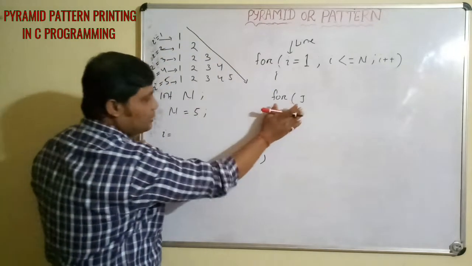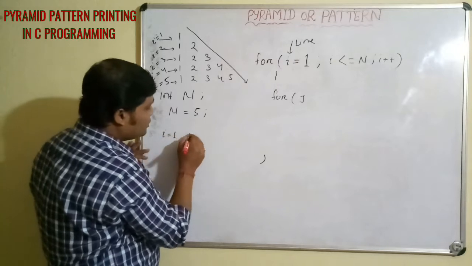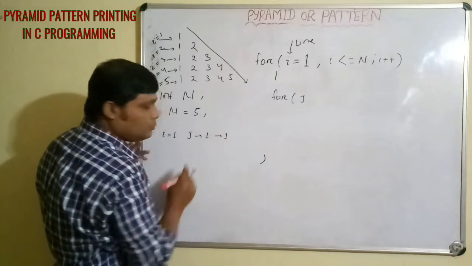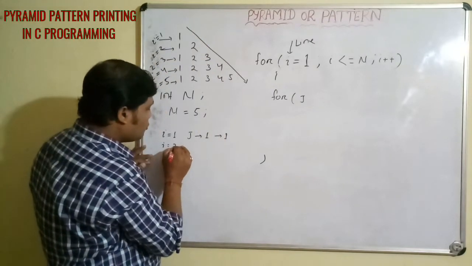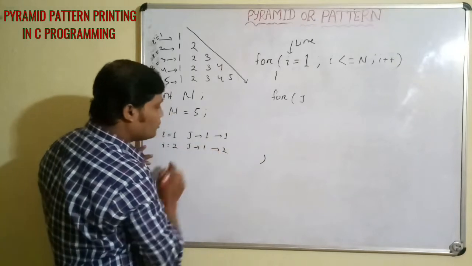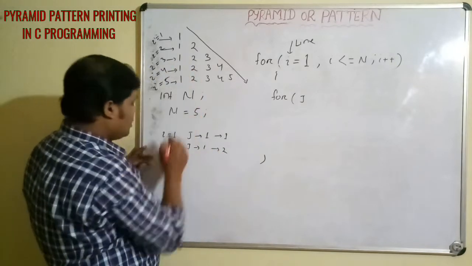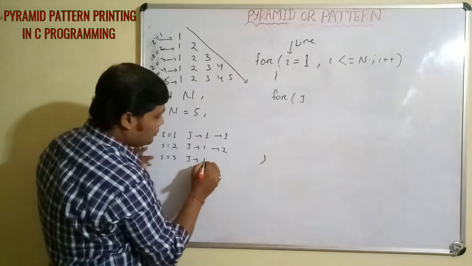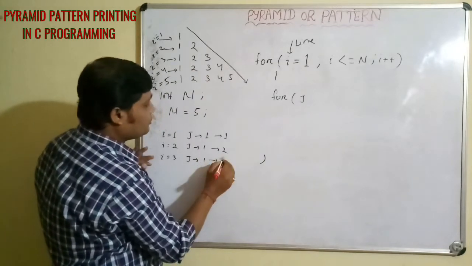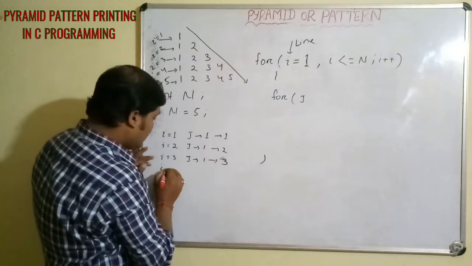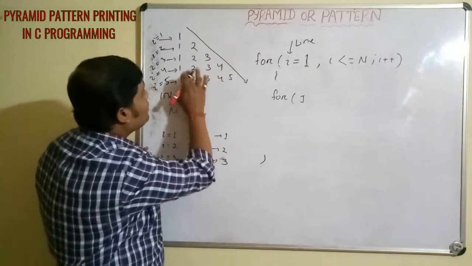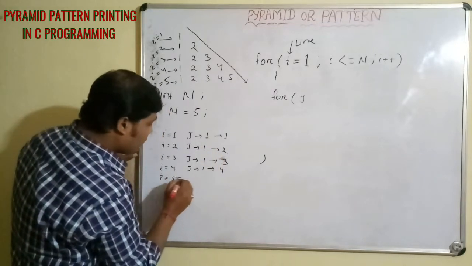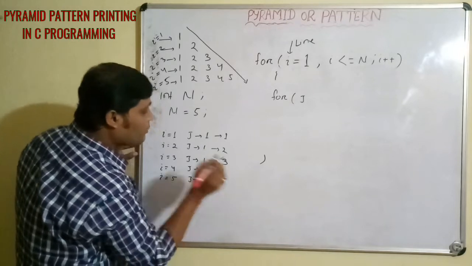Now see. For i equal to 1, j starts from 1 and ends with 1. Then for i equal to 2, j starts from 1 and ends with 2. Clear? For i equal to 3, j starts from 1 and ends with 3. Then for i equal to 4, j starts from 1 and ends with 4. For i equal to 5, j starts from 1 and ends with 5.